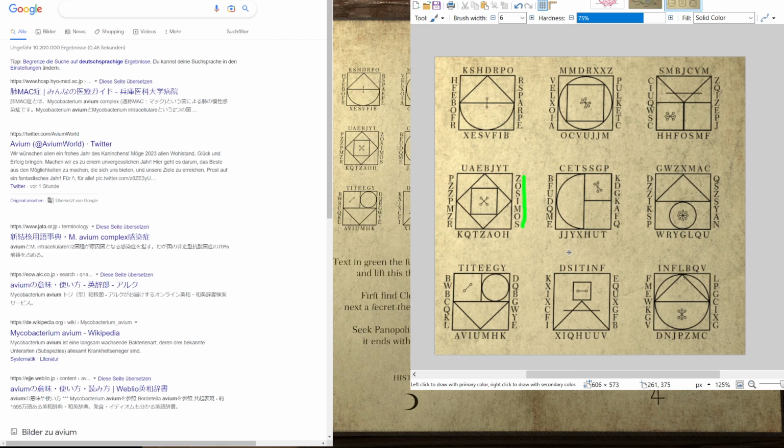Zozoma? Where's Zozoma? I don't see a Zozoma. Okay, I'm not gonna worry then. So maybe we don't have to find the other words, because it does literally say, first seek Canopus sun, but no, it ends with a fire below. We do have Zosimos now.